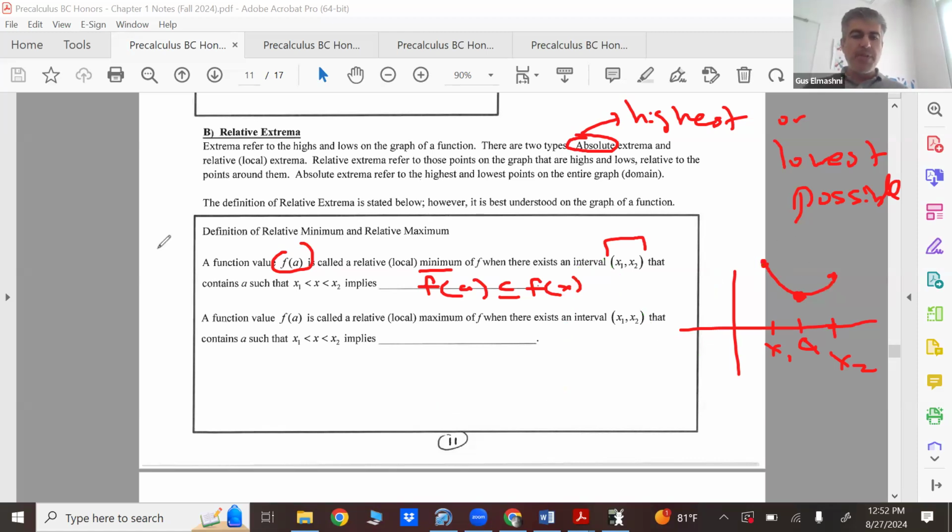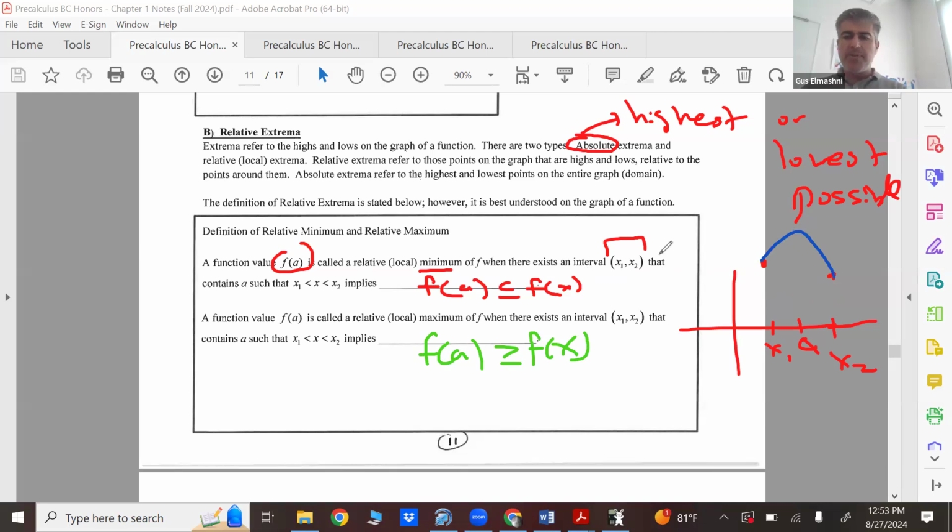And then vice versa, if you want local max, then f of a would be greater than or equal to f of x. So the way that could look graphically would be kind of like this here. Locally, that'd be the highest point in that interval. So that's what's meant by relative extrema.